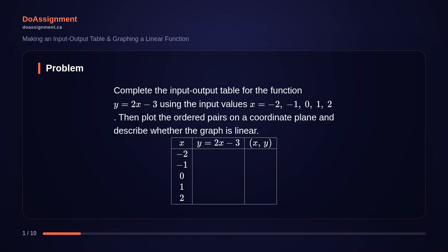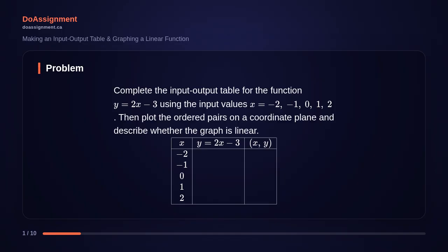Complete the input-output table for the function y equals 2x minus 3 using the input values x equals -2, -1, 0, 1, and 2. Then plot the ordered pairs on a coordinate plane and describe whether the graph is linear. The table has 3 columns, x, y equals 2x minus 3, and the ordered pair x, y. Fill in the output and ordered pair for each of the 5 input values.